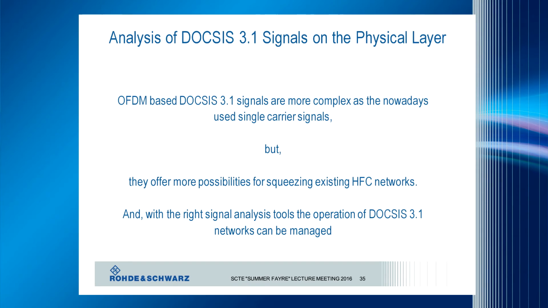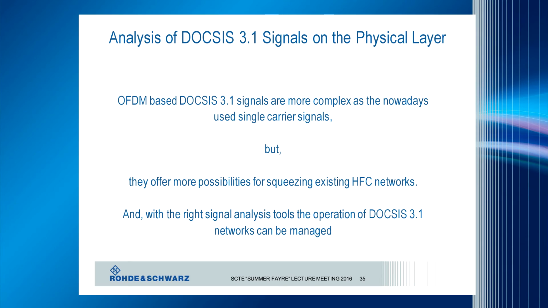That brings me to my last slide. Hopefully you got the first impression about the OFDM signals, a little bit more from the practical side. DOCSIS 3.1 seems slightly more complex compared to QAM signals nowadays. But based on the complexity, DOCSIS 3.1 also offers you more possibilities for the optimization of your network and for squeezing your current infrastructure for the highest bit rates which are possible with a piece of copper.